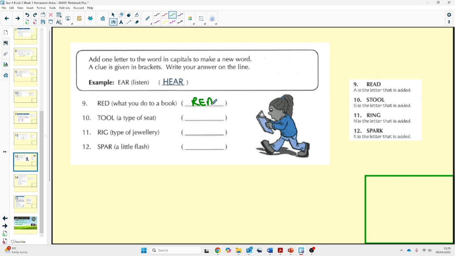We're going to add in the A for read. Tool, a type of seat. We're going to add the S to give us stool. You sit on a stool. Rig, and then a type of jewellery. We're going to add an N, and that's going to give us a ring for your finger. And number 12, got spar, and then little flash, we've got spark. So again, go down through. If you've got those all correct, give them a tick.